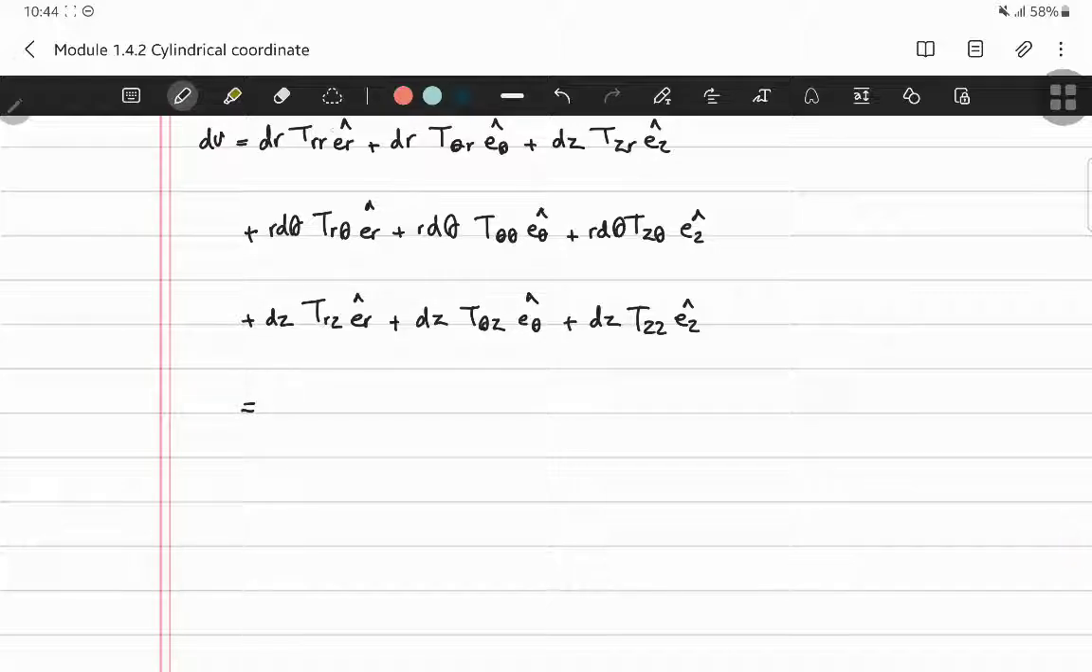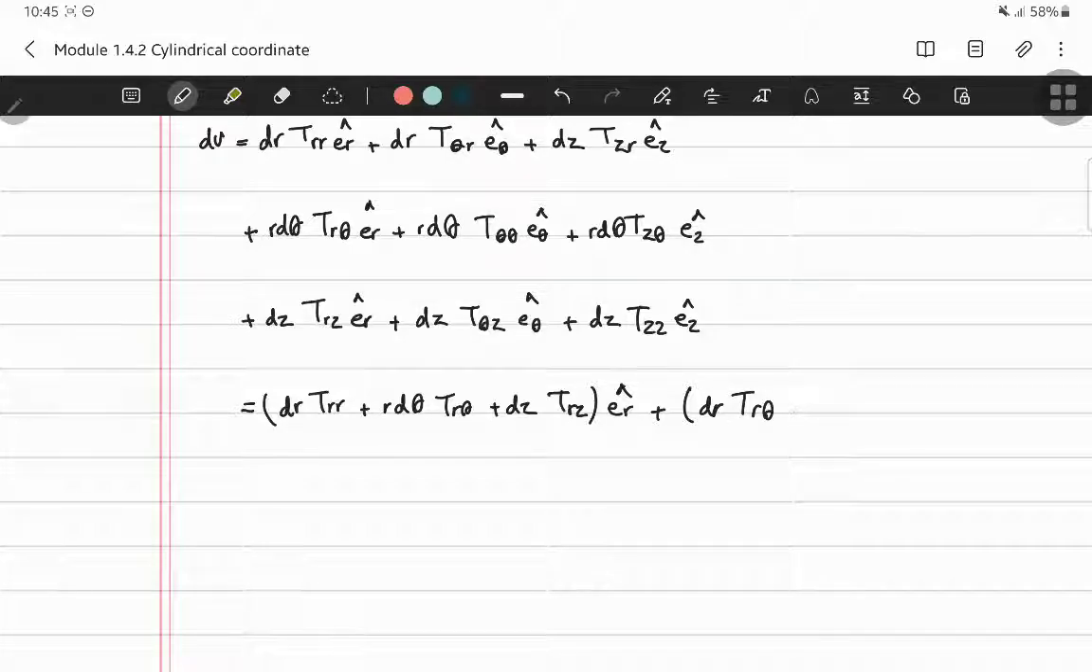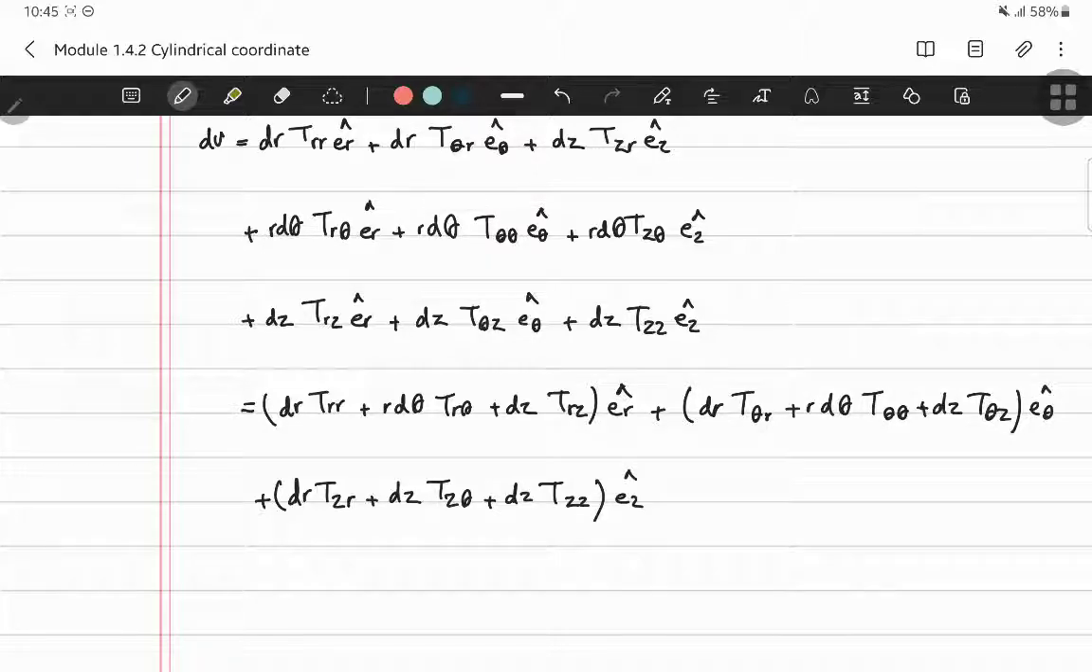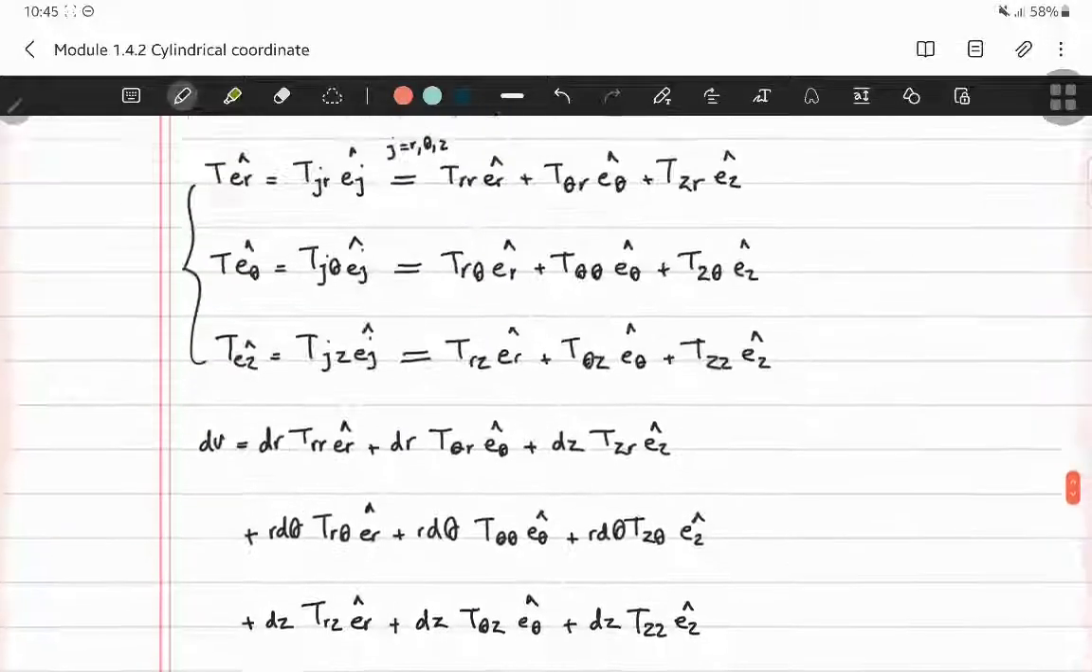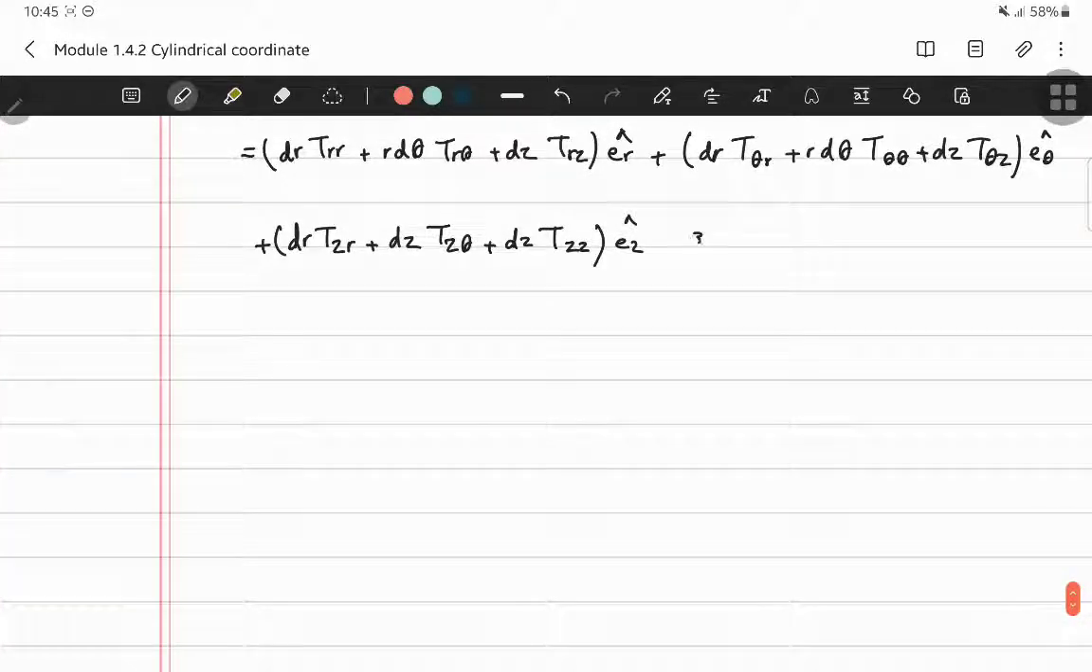So I sort this out based on e_r, e_theta, and e_z. So I have (dr T_rr plus r d theta T_r theta plus dz T_rz) e_r plus (dr T_theta r plus r d theta T_theta theta plus dz T_theta z) e_theta plus (dr T_zr plus r d theta T_z theta plus dz T_zz) e_z. All right. Now I call this one 2. So we have 3 here.